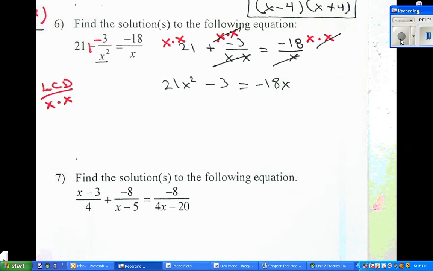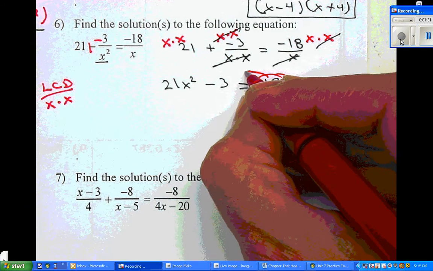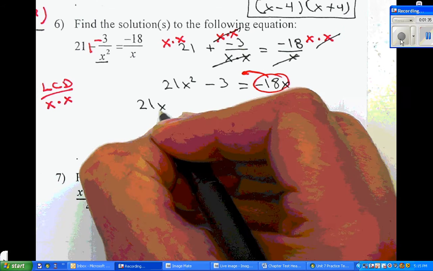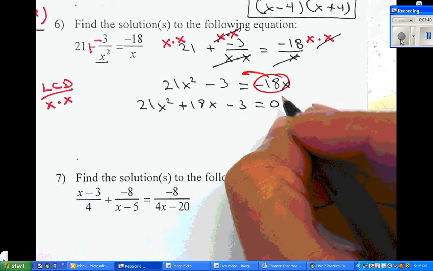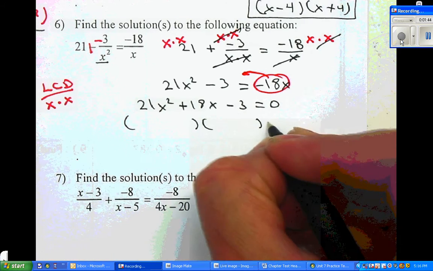Now I end up with a quadratic equation, much easier to solve. I'm going to move this to the left to become a positive. So that will give me 21x squared plus 18x minus 3, and that's equal to 0. Nothing left on the right-hand side. I'm going to factor this out.